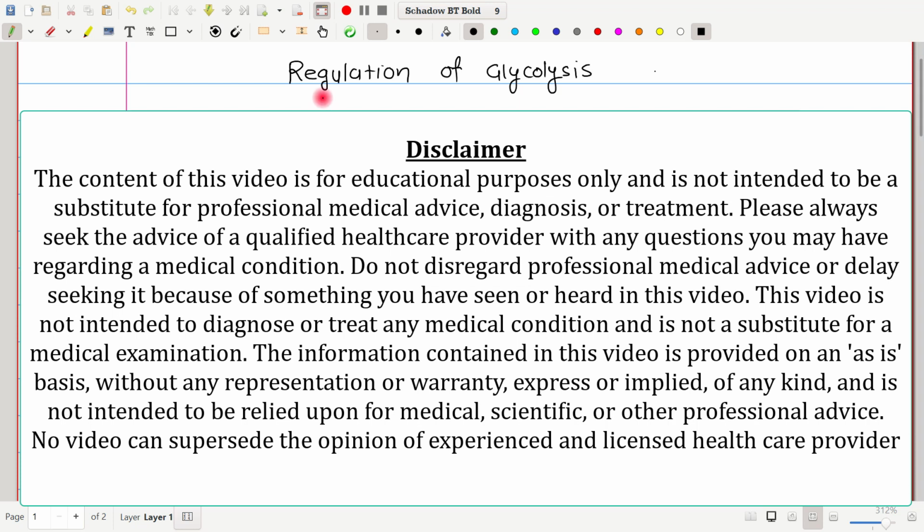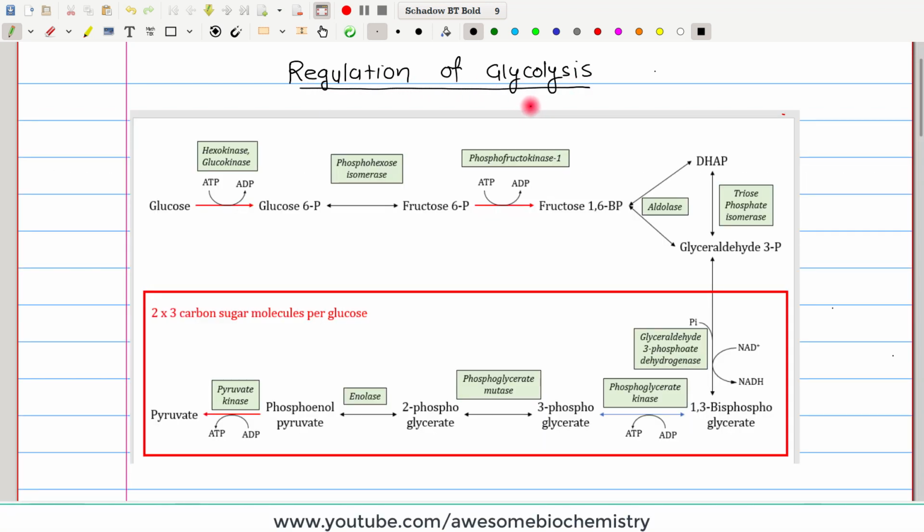In this video tutorial, I am going to discuss regulation of glycolysis. In one of my previous videos of this playlist, I had already discussed all the reactions of glycolysis. So these are all the reactions of glycolysis, and we know that all the reactions of glycolysis are reversible except for three reactions which are irreversible. In this diagram, all three irreversible reactions are shown by red arrows.